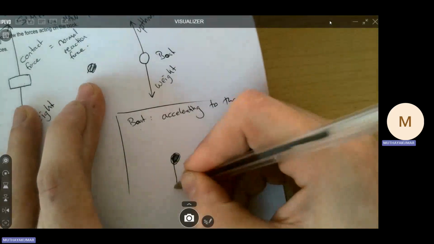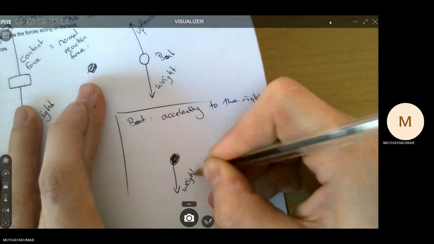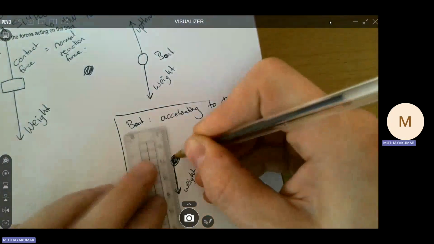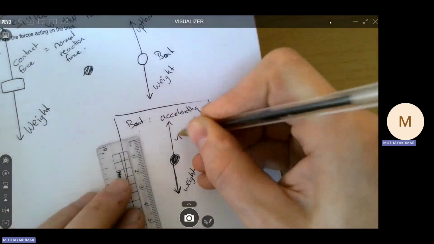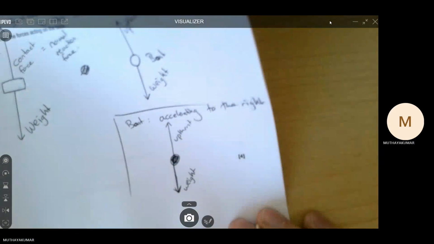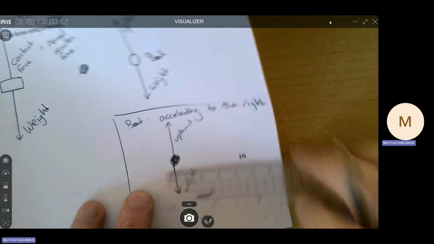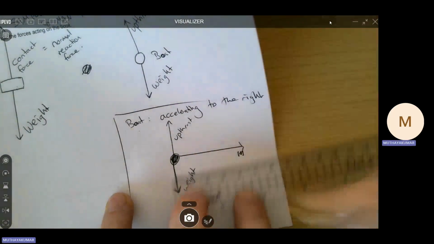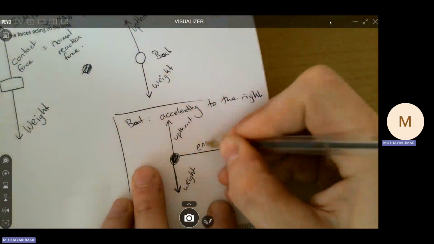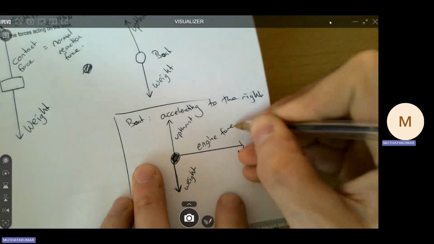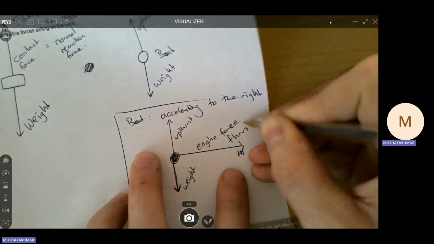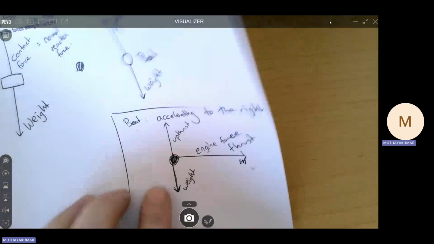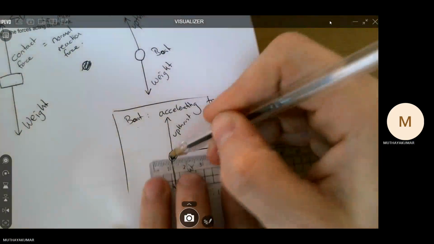So we always get one for free. We get weight for free. I should have drawn that with a ruler. It is obviously floating. It's not sinking. So we're still going to have upthrust, but it's now accelerating to the right. So there must be a force causing it to accelerate. So that might be called the engine force, or it might be called thrust. And it's accelerating, so the forces this time are not balanced.